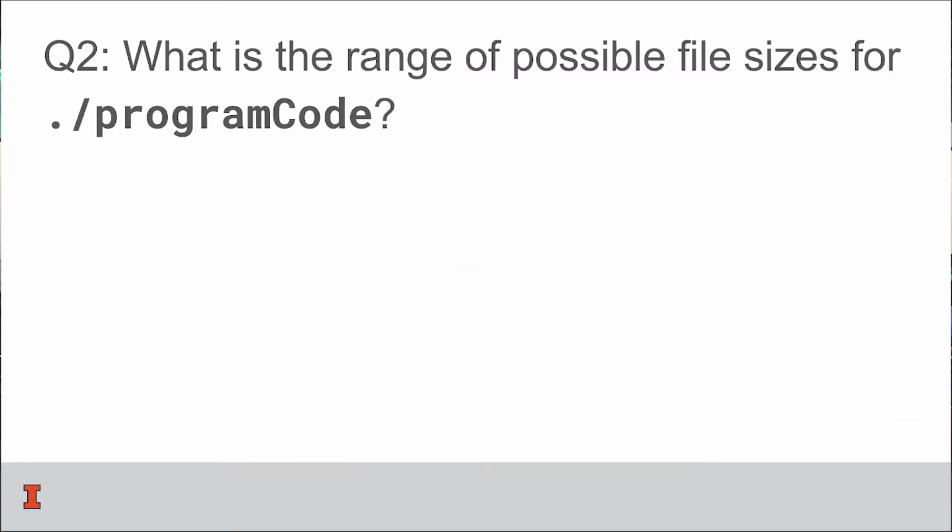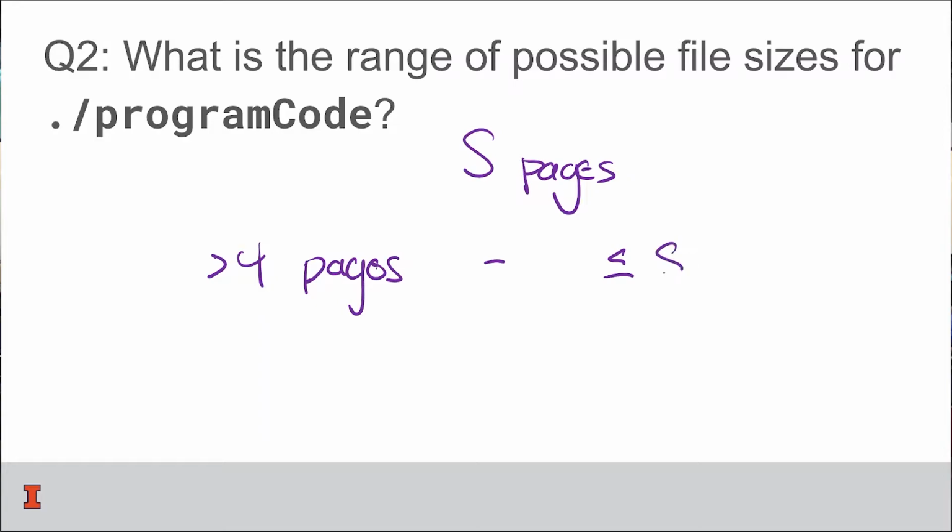Same idea, we can look at program code. That takes up 5 pages. So that means it's got to be greater than 4 pages and less than or equal to 5 pages of data. So it's going to be somewhere in this range.